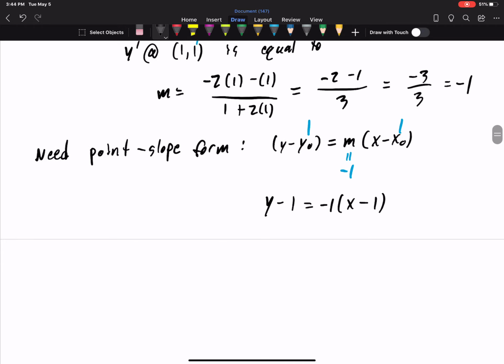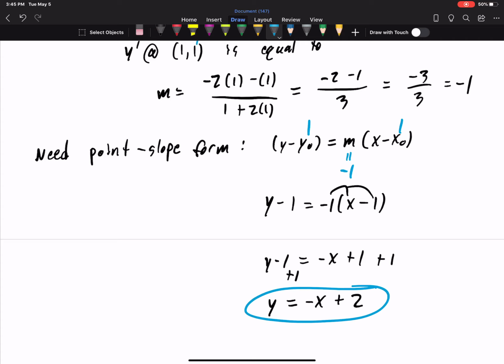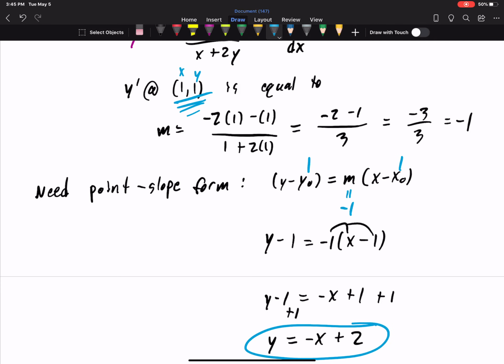Distributing a little bit, we have y minus 1 is equal to minus x plus 1. That's all I did there. And then finally, I'm going to add 1 to both sides, so I have a y is equal to mx plus b type formula. So I have y is equal to minus x plus 2. This is your final answer. This line, y is equal to minus x plus 2, is going to touch at exactly the point (1, 1) on our graph. And we were able to find this without ever knowing what our function y was equal to. The power of implicit differentiation at your fingertips.